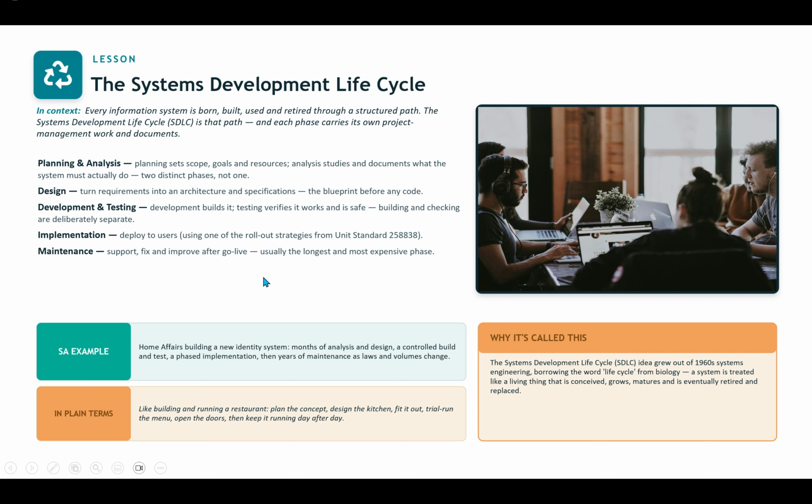Okay, so in plain terms, we mean building and running a restaurant. Plan the concept, design the kitchen, fit it out, trial run the menu, open the doors, then keep it running day after day. If you skip some of these phases, you might discover when people start getting sick that your restaurant is not really upholding the best health requirements, and that might require you to answer in a court of law and compensate all those people whose health was put at risk. You wouldn't want to do that.